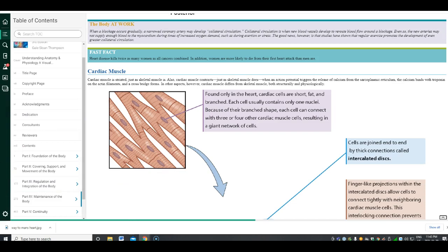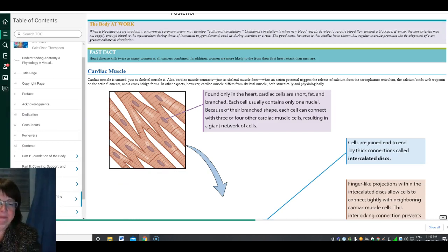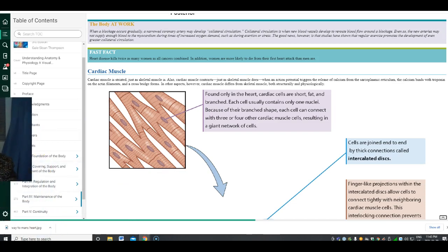The heart has unique cardiac muscle fiber to it. And a little bit of review again. The cardiac muscle is branched. They have a lot of nuclei. Each cell has a nucleus.